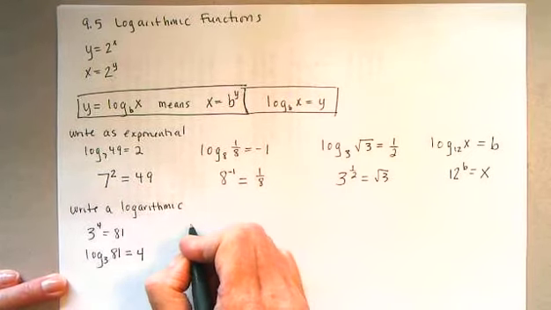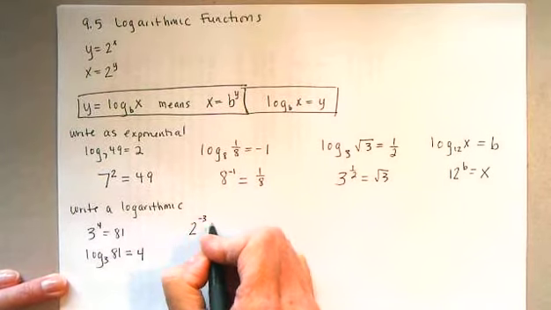Let's try another one. How about 2 to the negative 3 equals 1/8.